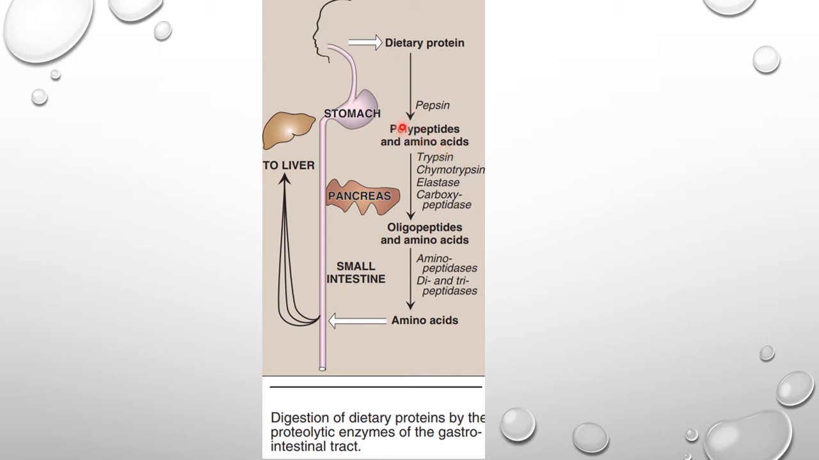So this mixture is now poured into the small intestine, where there are pancreatic secretions and also there is release of intestinal juice. Pancreatic juice contains trypsin, chymotrypsin, elastase and carboxypeptidase. These enzymes can convert polypeptides into oligopeptides, and these amino acids remain as such. Then in the intestinal juice, two important enzymes, for example, aminopeptidases and di- or tripeptidases, are present, which can finally convert oligopeptides into free amino acids, which are then taken up by blood circulation and sent to target tissues, for example, the liver.